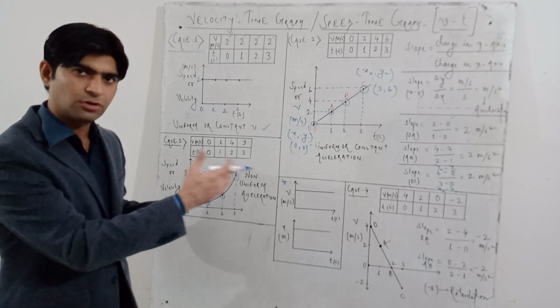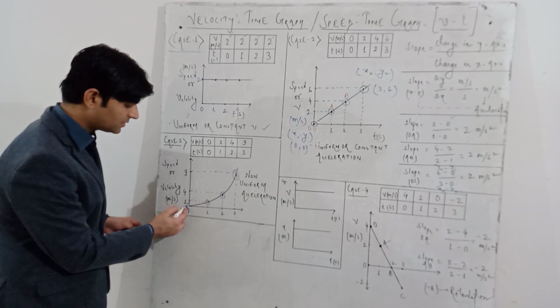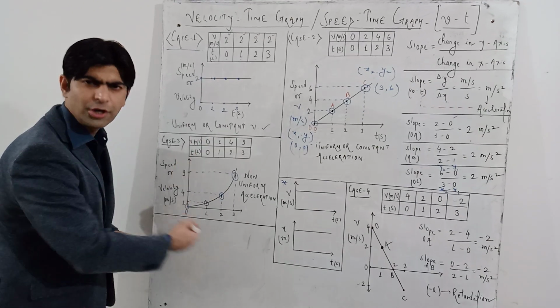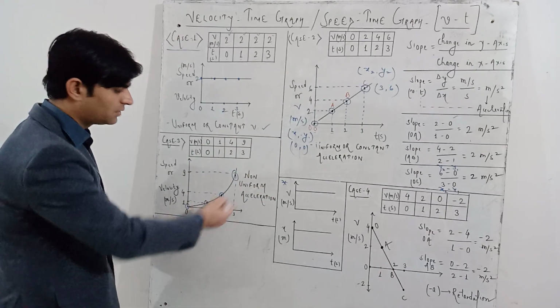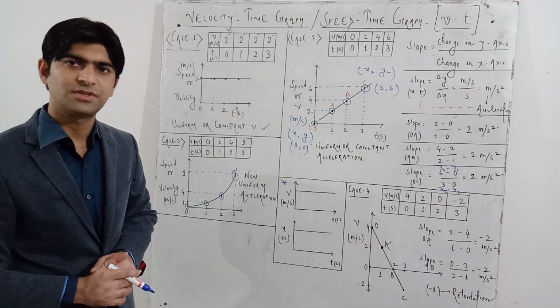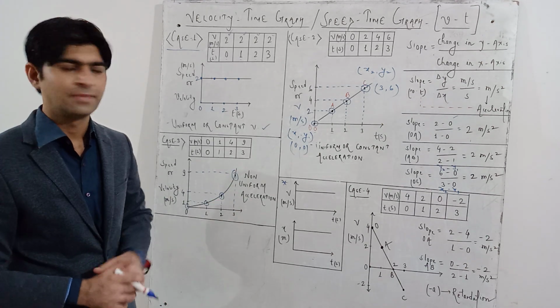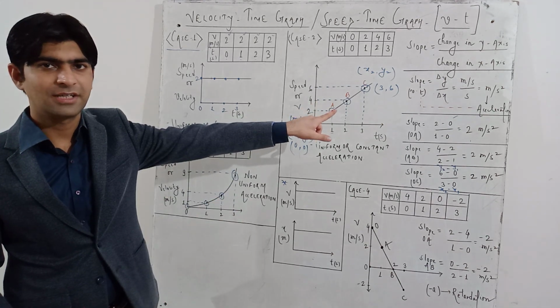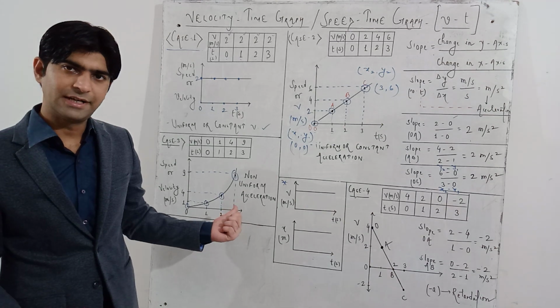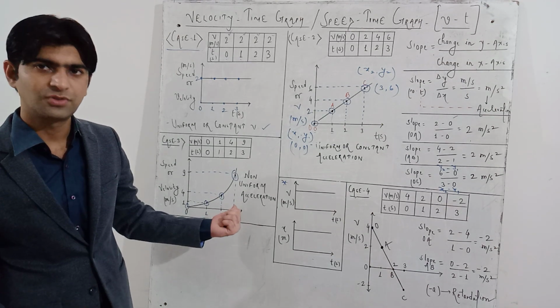Okay, the difference is not constant. So if you plot this graph and join the points with a free hand, you will get a curved graph. The curved velocity time graph or the curved speed time graph indicates non-uniform acceleration. A straight line indicates uniform acceleration, curved indicates non-uniform acceleration. Okay, so this is case number 3.